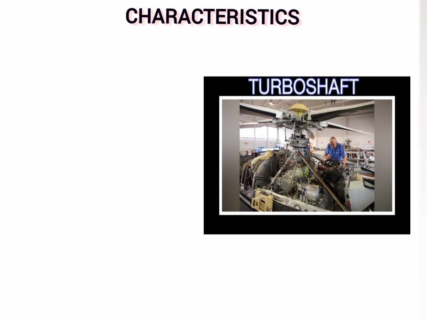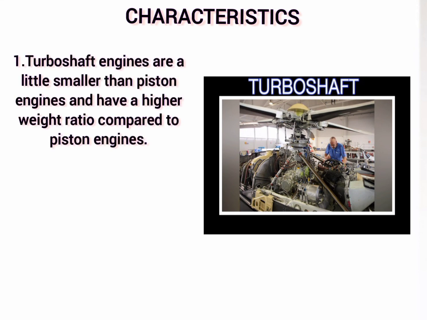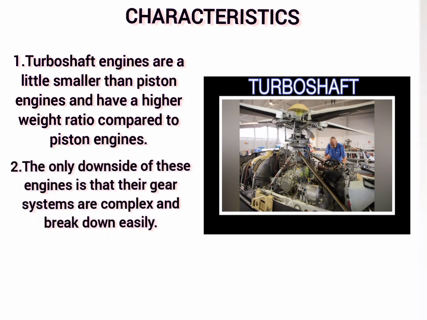Characteristics of turboshaft. Turboshaft engines are a little smaller than piston engines and have a higher power-to-weight ratio compared to piston engines. The only downside of these engines is that their gear systems are complex and break down easily.